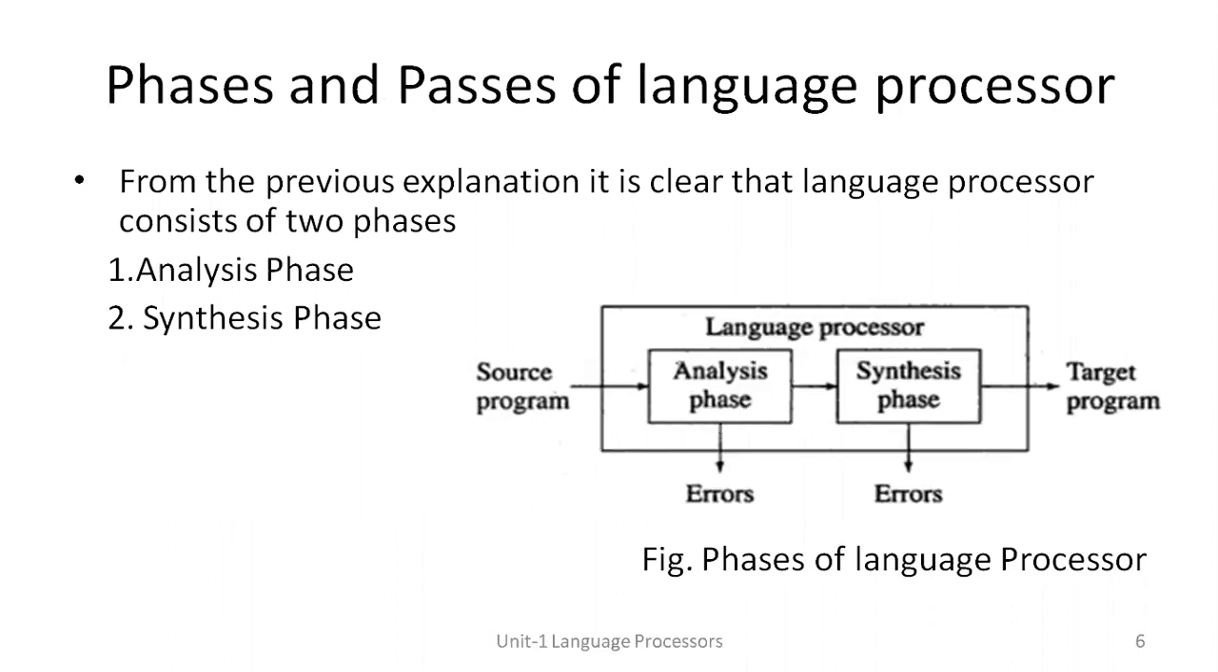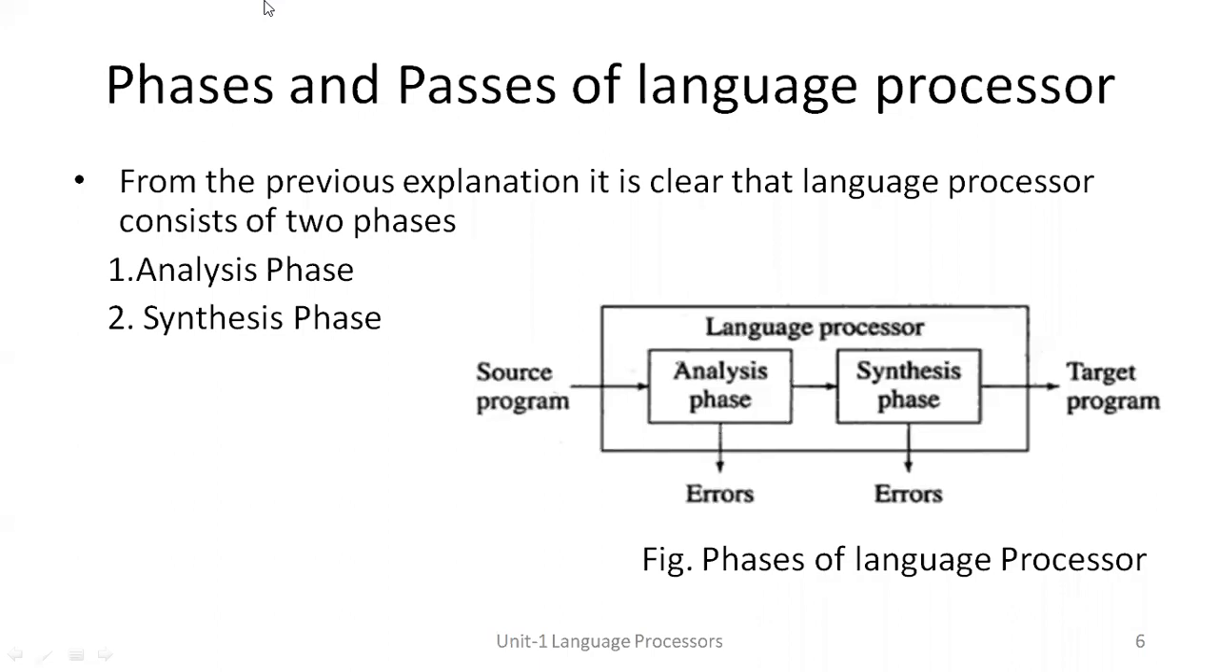Next is phases and passes of language processor. Now whatever we have seen up till now about language processor is indicating only two things. That is, there are two phases, analysis phase and synthesis phase. The definition of language processor itself gives that it is a combination of analysis of a source program and synthesis of a target program. So analysis phase and synthesis phase, these are the two phases in the language processor. So I think the heading is clear now.